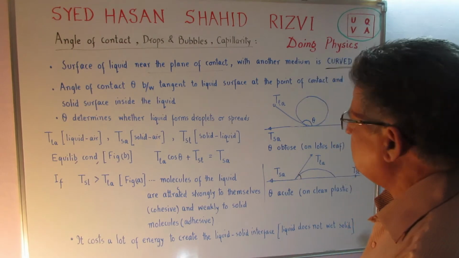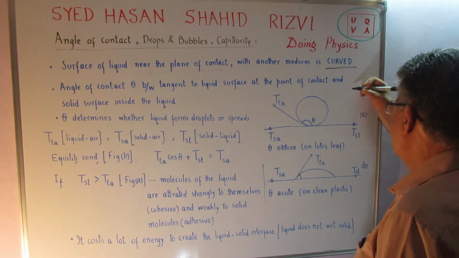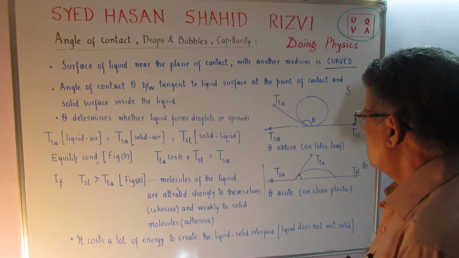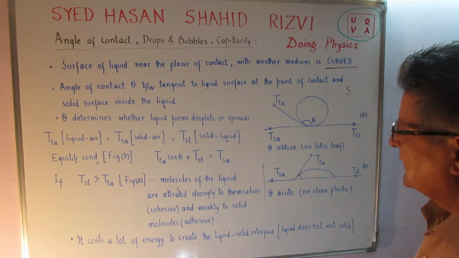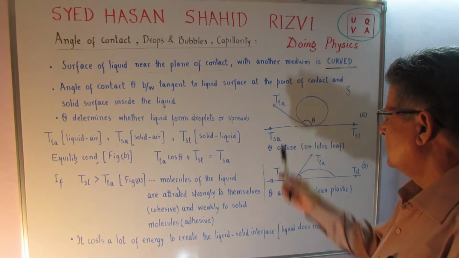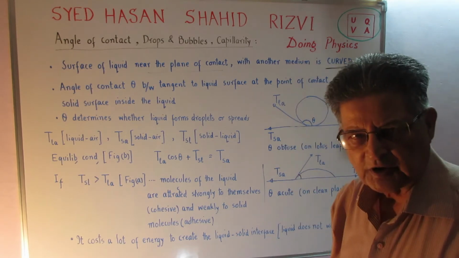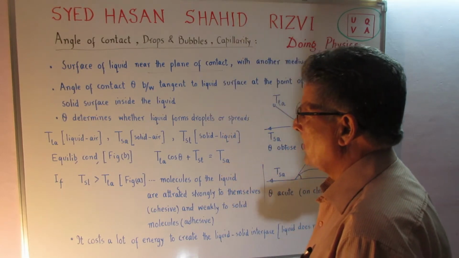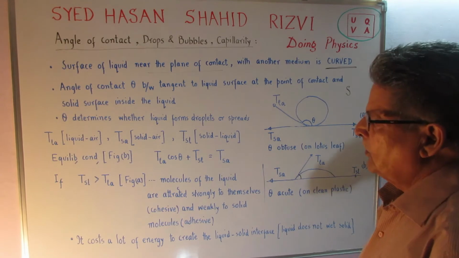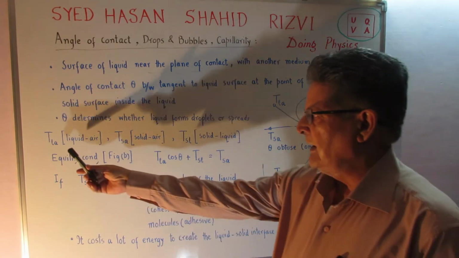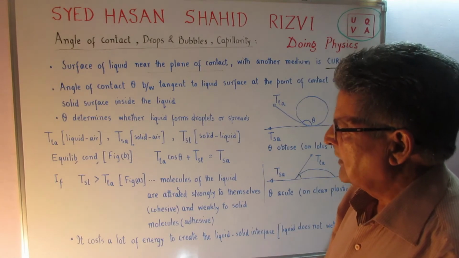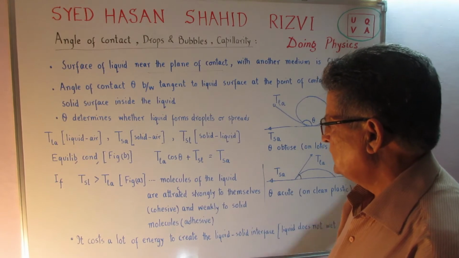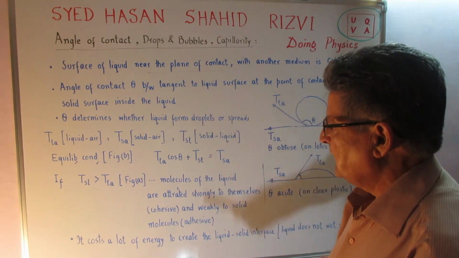Now, I am deviating from what I took before. I used S for surface tension. But there are times there is a confusion, so I am taking rather T as the symbol of surface tension, expressed in newtons per meter. Okay. So I have just shown here, I enlist TLA, the liquid air interface, TSA, solid air interface, TSL, solid liquid interface, etc.